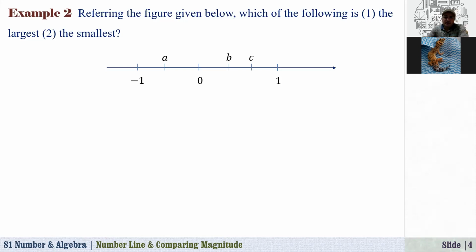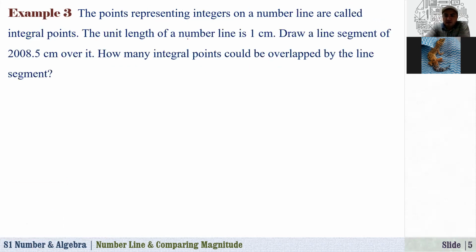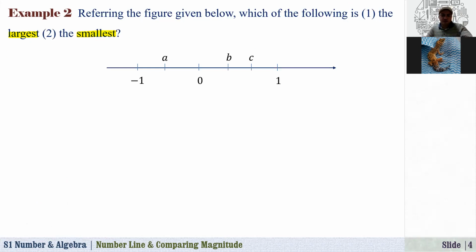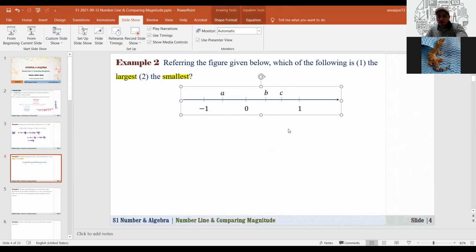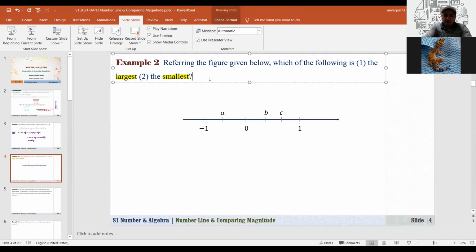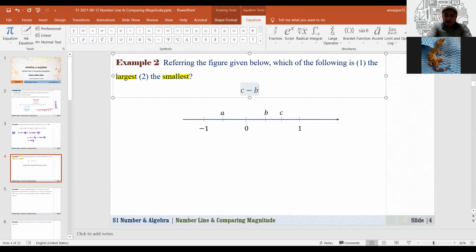Another example. Referring to the figure given below, which of the following is, number one, the largest, and the second one is the smallest. First, we have to find the largest and the smallest. So what is given here? Actually, here it is given these things. I think I forgot to put numbers. I think we just put them quickly. Okay, here we have C minus B and negative A, minus B, minus 1 over A.